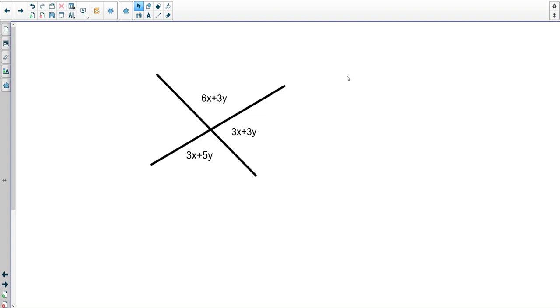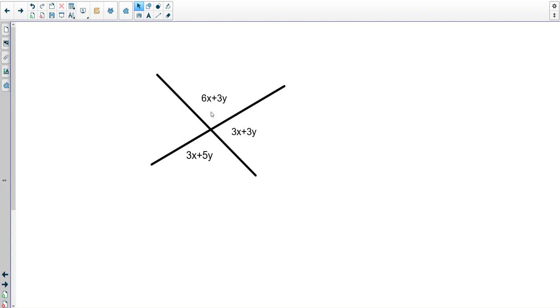Okay, so this is another example. People had asked for some systems. So here's an example of two intersecting lines with some expressions for the angle measures. If we want to set up a system of equations, we need to be able to generate two equations with two variables because each of these expressions have two variables in them. So we must use a system.